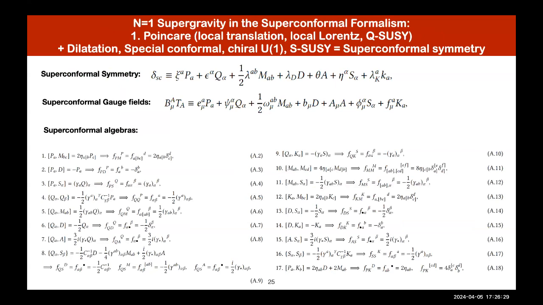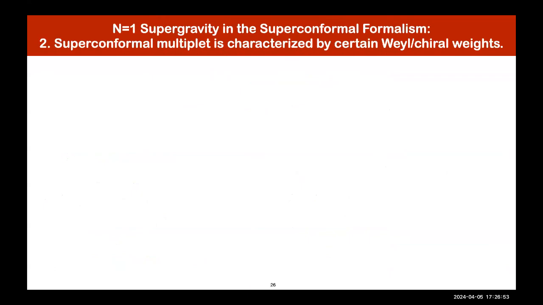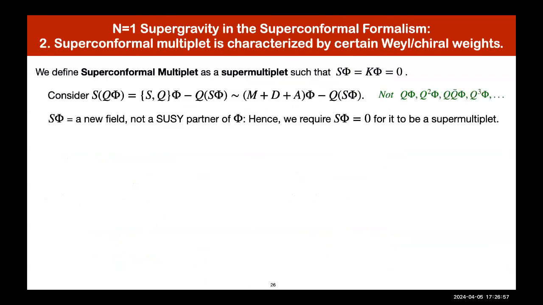Okay, so you can enjoy the structure. It doesn't matter for now, but I want to show you how these operators can have the corresponding commutation algebras. It seems a little bit complicated. So the strategy is this: the superconformal multiplet can be defined as a supermultiplet by imposing this condition.